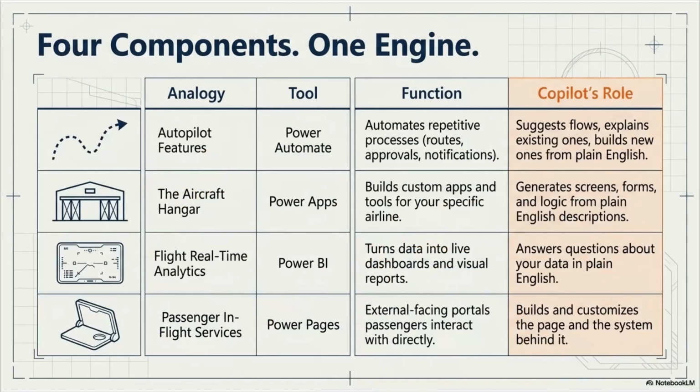The engine room has 4 main components, and each one maps to a part of the aircraft. Power Automate is the autopilot. It handles the repetitive routines. Power Apps is the hangar, where you build custom tools for your specific operation. Power BI is your real-time analytics, turning data into live dashboards. And Power Pages is your passenger in-flight service, the portals people outside your team interact with directly. Across all 4, Copilot does the same job. It explains, it suggests, and it builds from plain English.